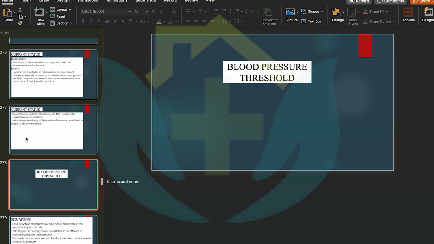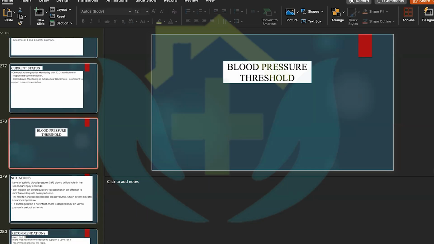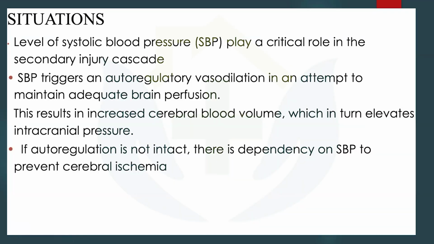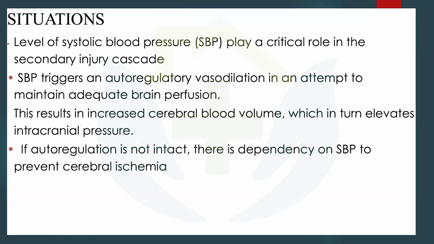Okay. I'll just go through this and then I'll come to the blood pressure threshold. Blood pressure threshold, what is the blood pressure I'll keep? So systolic blood pressure, diastolic, whatever has to be kept in order to keep an adequate CPP.